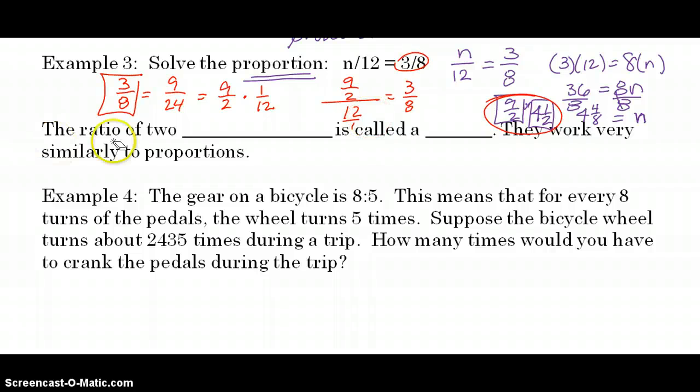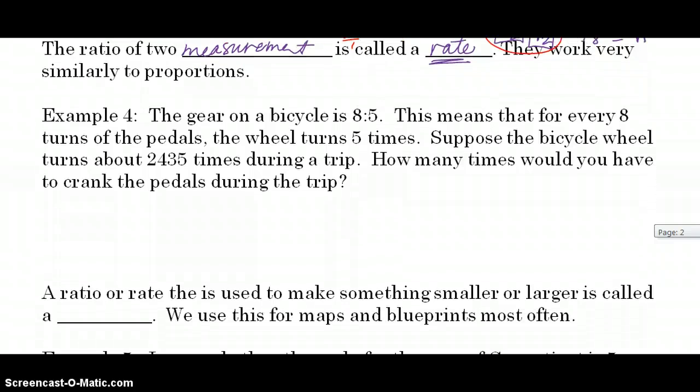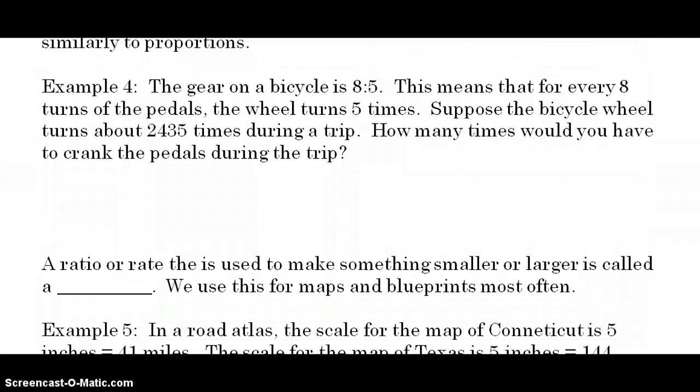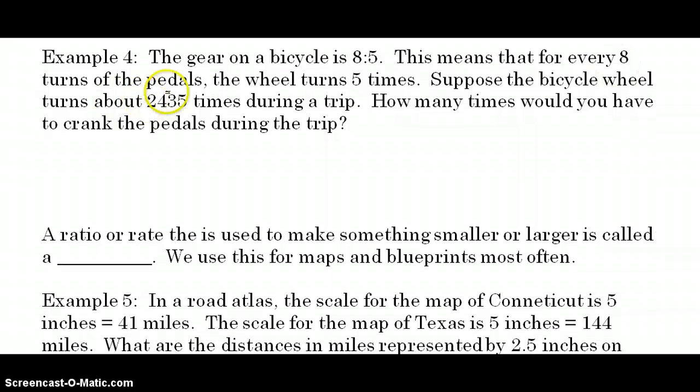All right. The ratio of two measurements is called a rate. If we're checking two different measurements, comparing measurements, we're talking about a rate. They work very similarly to a proportion. Let me show you a situation where we have a rate. The gear on a bicycle is 8 to 5. That means that for every 8 turns of the pedal, the wheel turns 5 times.